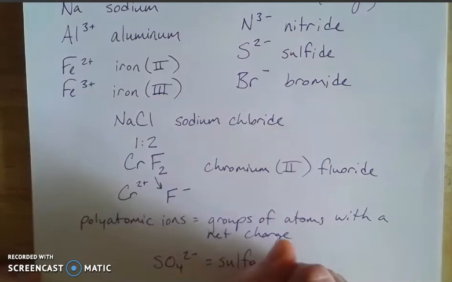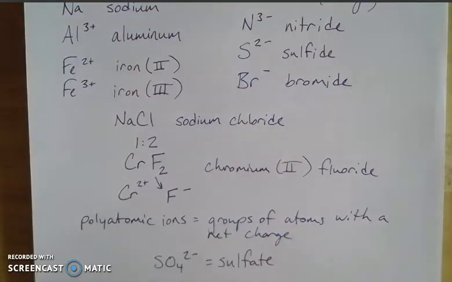And you might have heard, if not of sulfate, you might have heard of sulfite. Sulfites in things like red wine are used as preservatives, so you might have heard of people having sensitivity to sulfites. Sulfite is another polyatomic ion, but sulfate is one of the more common ones.